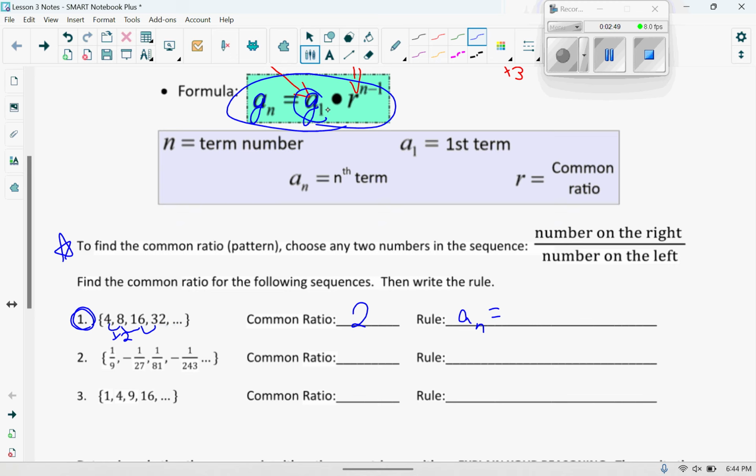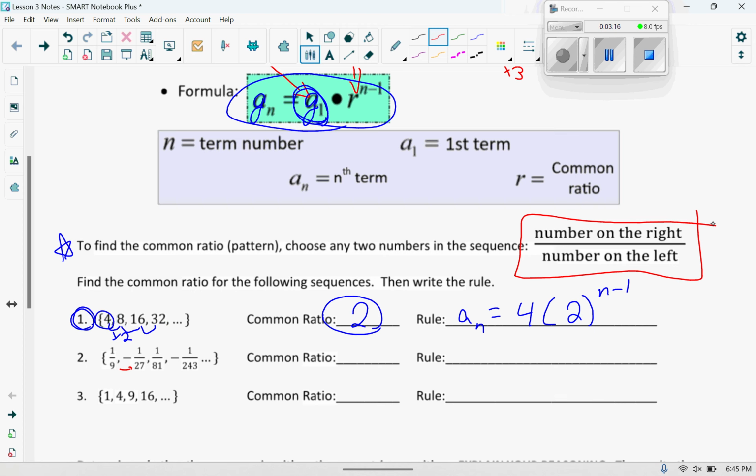And let's see, our first term is going to be 4, so that's going to go there. And then times, I just like to use parentheses, the pattern, and then n minus 1. So what is my pattern or my common ratio? That's going to be 2, so that's going to be our rule. Okay, that one wasn't too bad, but this one is really yucky. Like, I don't know what the pattern is. So what do you do if you get stuck? And so that's where this comes into play.